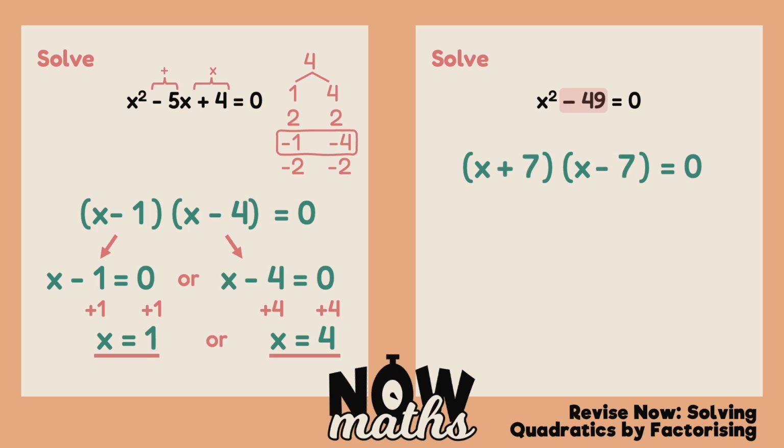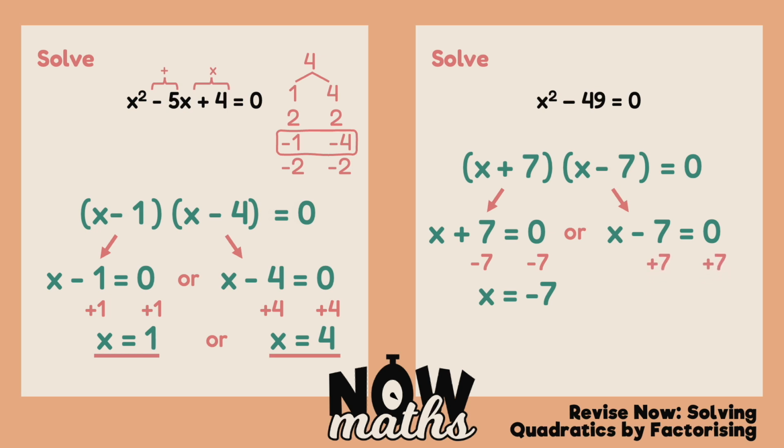Now we solve in the same way as the previous questions. So either x add 7 equals 0 or x subtract 7 equals 0. Solving on the left by subtracting 7 from each side gives us a solution of x equals negative 7, and solving on the right by adding 7 to each side gives us a solution of x equals 7. So our solutions are x equals negative 7 or x equals 7.